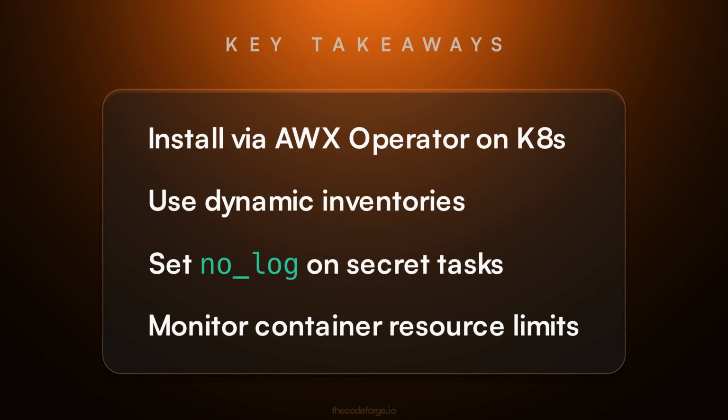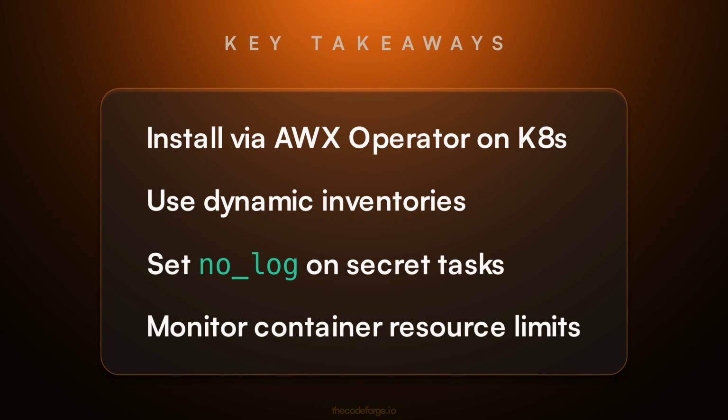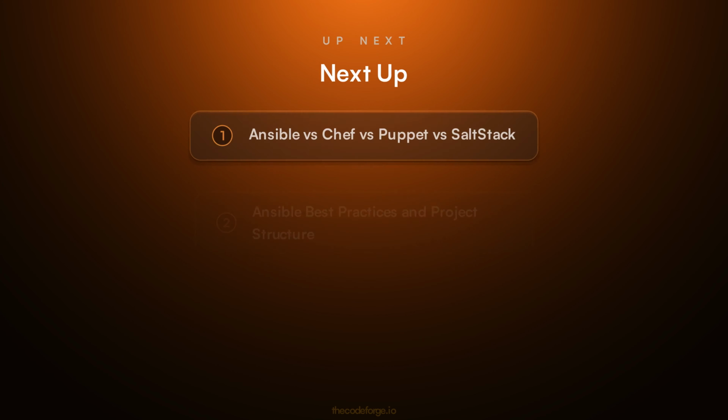Let's recap the key takeaways. Install via the AWX operator on K8s. Use dynamic inventories. Set no_log on secret tasks. Monitor container resource limits. Ready to go deeper?